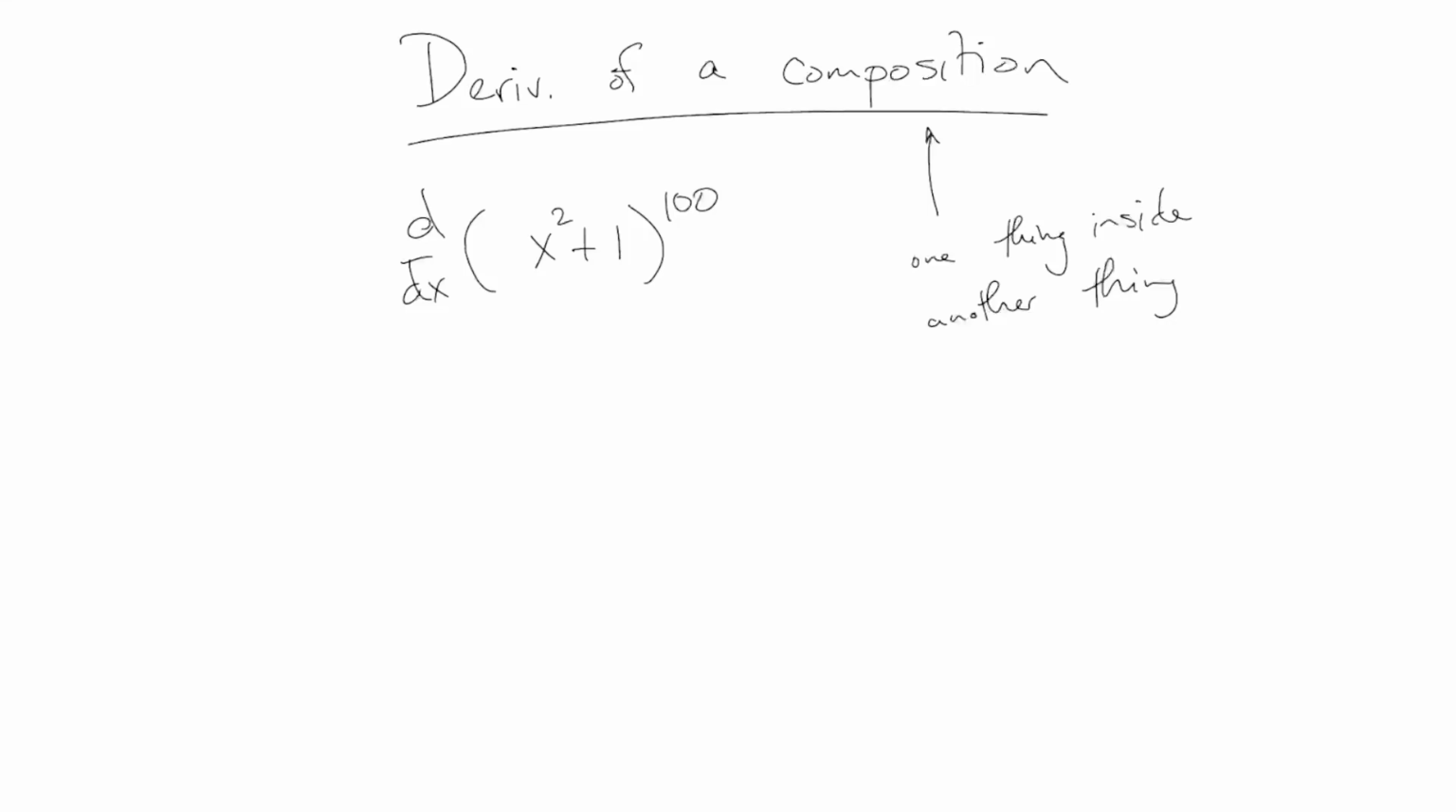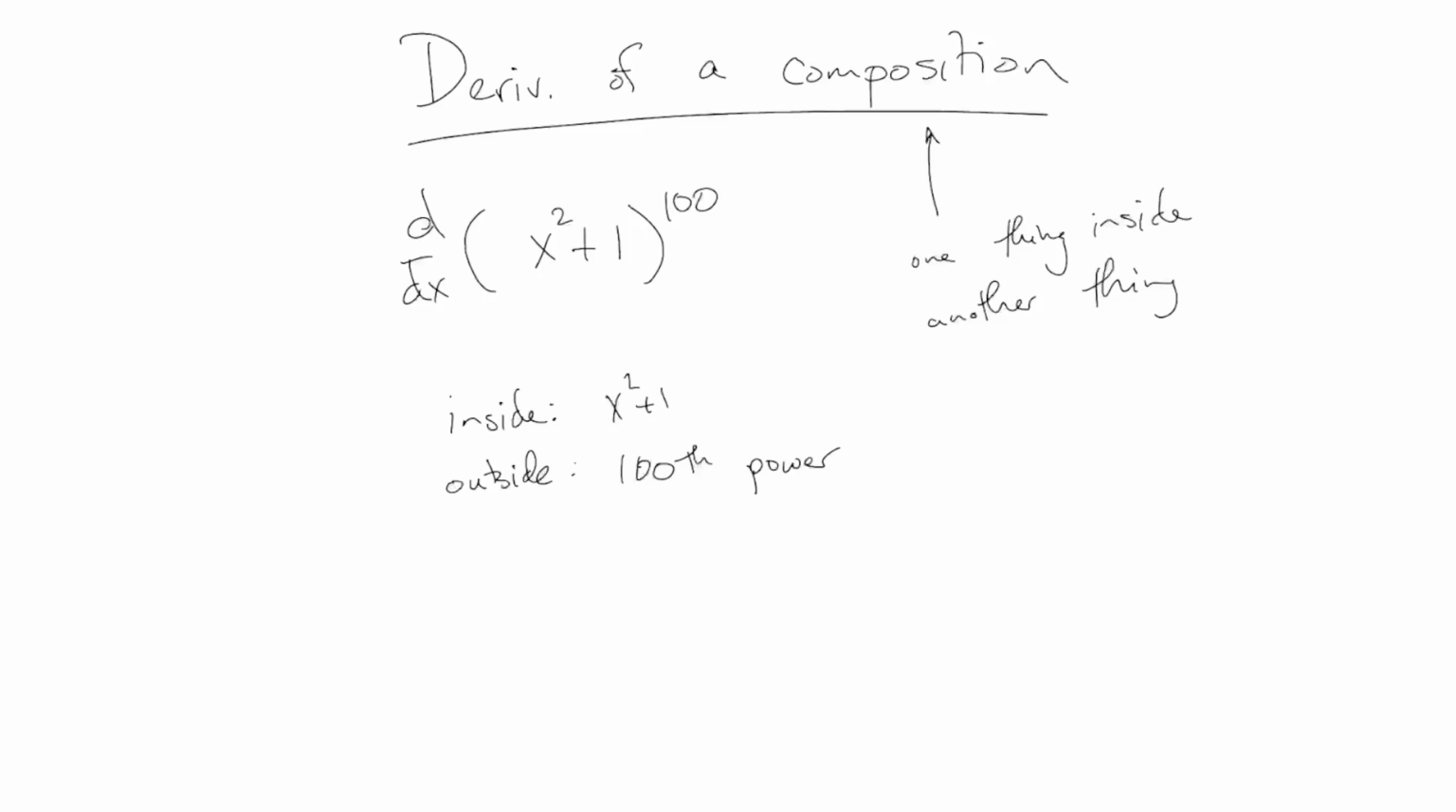And in this case, with a quotient you have the top and the bottom, the product has the first thing and the second thing. The composition has the inside and the outside. So when you're doing this rule, you always want to think in terms of the inside and the outside. In this example, the inside is x squared plus 1, and the outside is the 100th power. All right? And the rule for this involves some combination of the derivatives of the insides and the derivatives of the outsides.